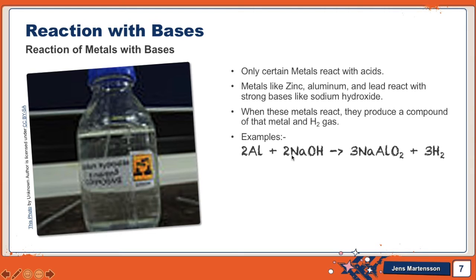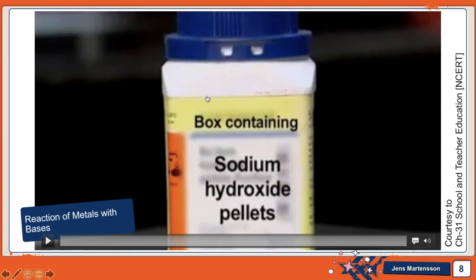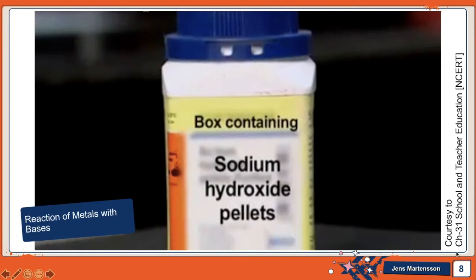More complex than the reactions that we have seen till now, but yeah, let's go into a video explaining the reaction of metals with bases.